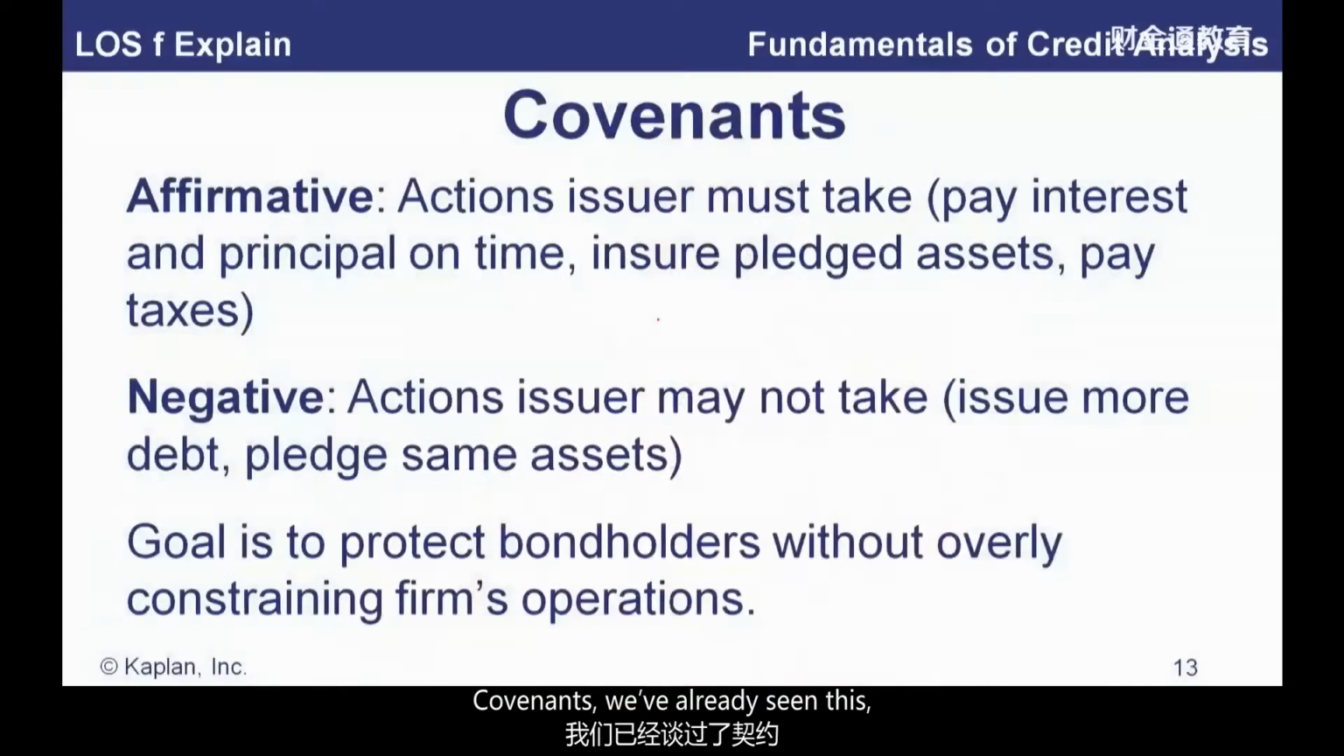Covenants. Well, we already saw this at some point, or you may have. Affirmative covenants are things they must take: pay the interest, pay the principal, insure pledged assets, pay taxes. These are very common ones. There can be others. Negatives are the ones they can't do.